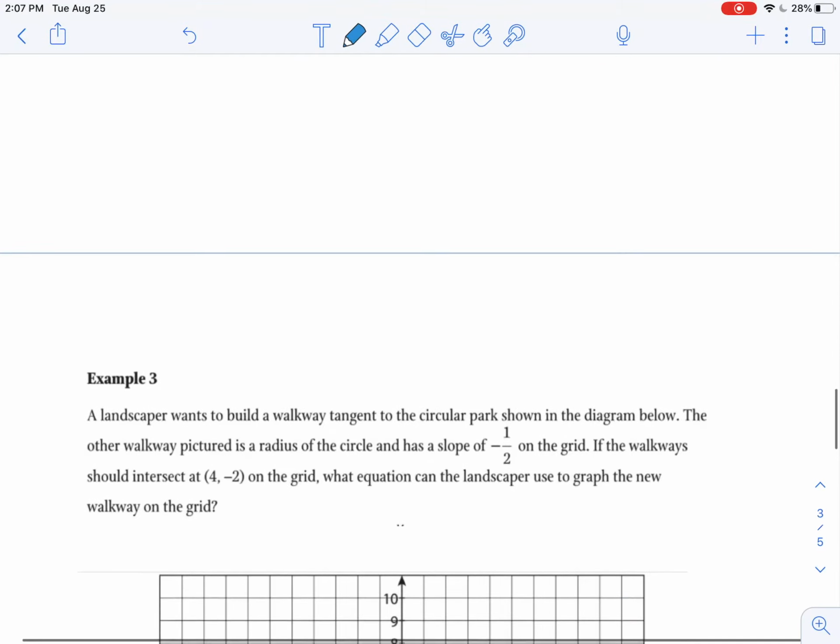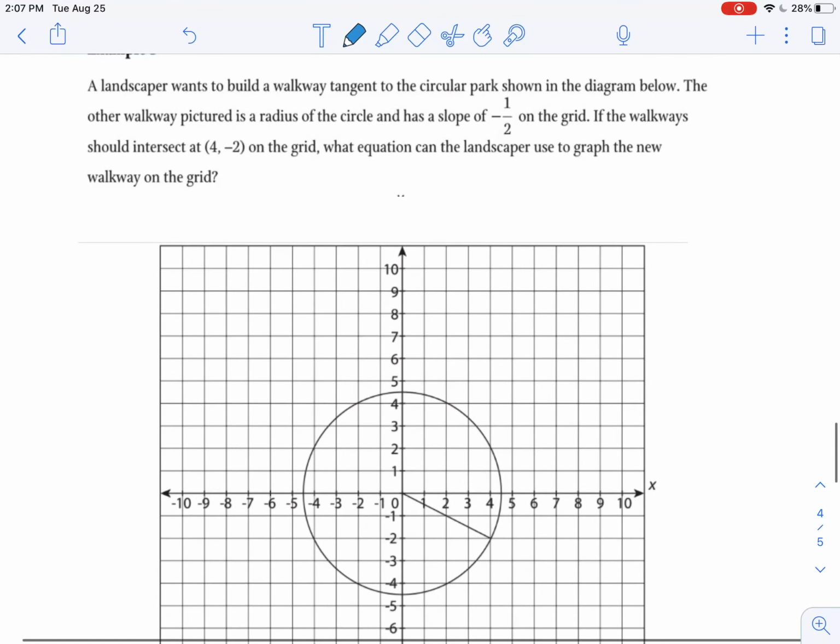Moving on. A landscaper wants to build a walkway tangent to a circular park as shown in the diagram. Okay, so I'm assuming this is the walkway.